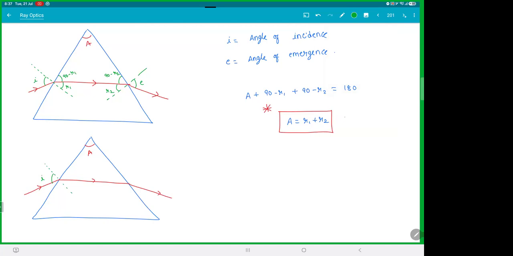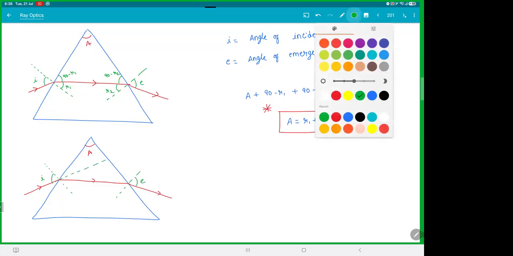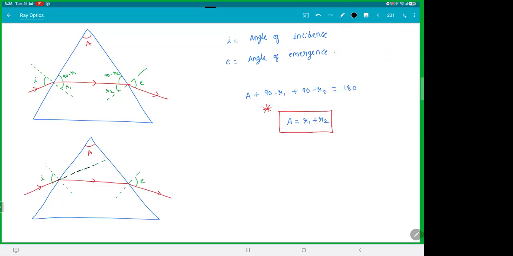This is your angle of incidence. This is the angle of emergence. So this light ray here would have gone straight if there was nothing. And this thing has come back like this. So this angle here is delta, which is the deviation.